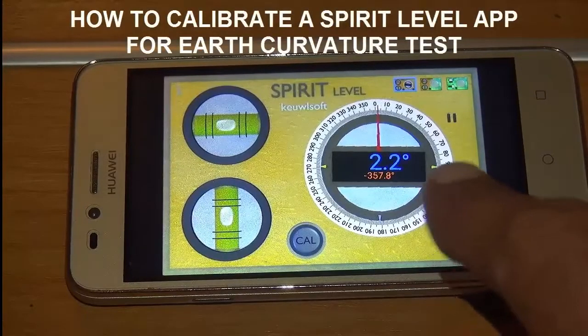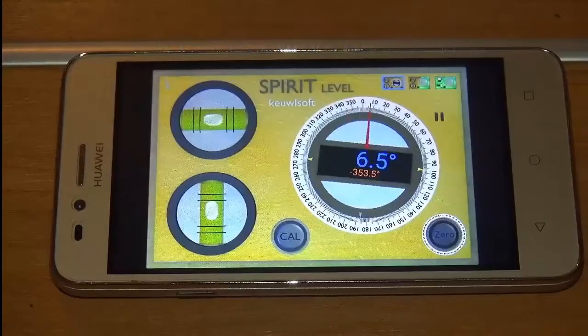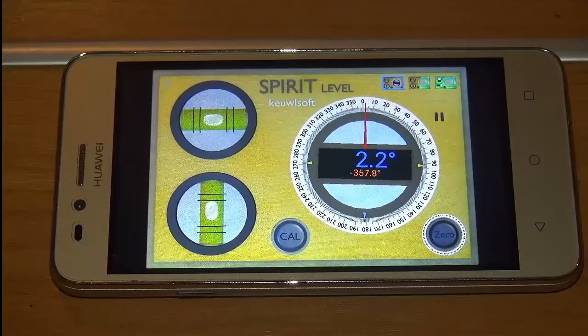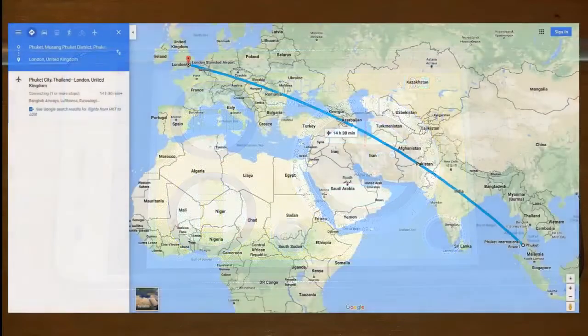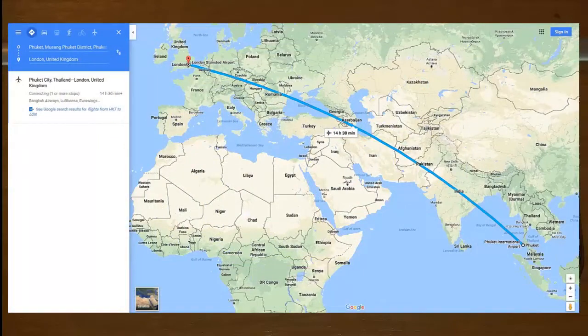This is the Spirit Level app and the smartphone that I used in an experiment to test whether there is any curvature of the Earth between two locations about 6,000 miles apart, or 10,000 kilometers, between Phuket in southern Thailand near the equator up to London in the UK, stopping off at Dubai.